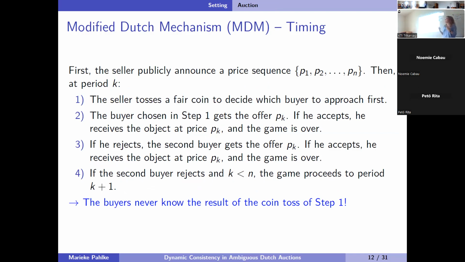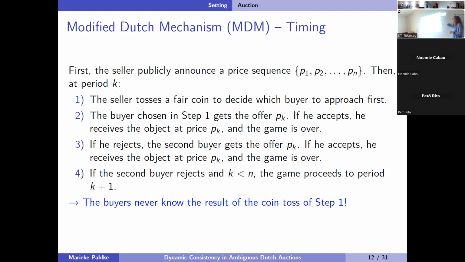Then in each stage, there's first a coin toss. I will come back to this in a minute, but this coin toss basically decides who is approached first. So we approach one of the buyers first and propose to him the current price. If he accepts the price, the game is over. If he rejects, we go to the next buyer and propose the same price. If he accepts, the game is over. If not, we go to the next stage. Again, toss a coin, approach one of the buyers first, and so on, until one of the buyers accepts, or until we reach the final price.